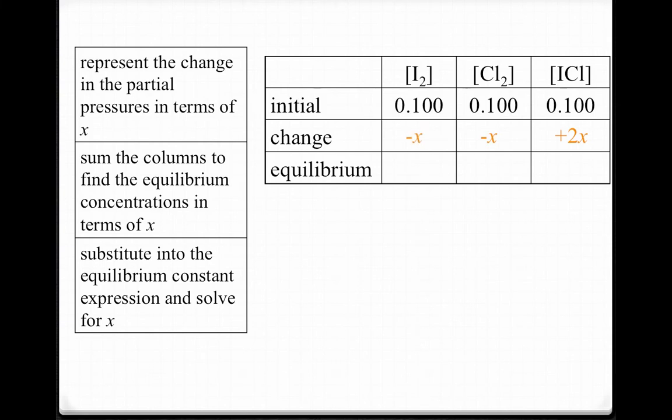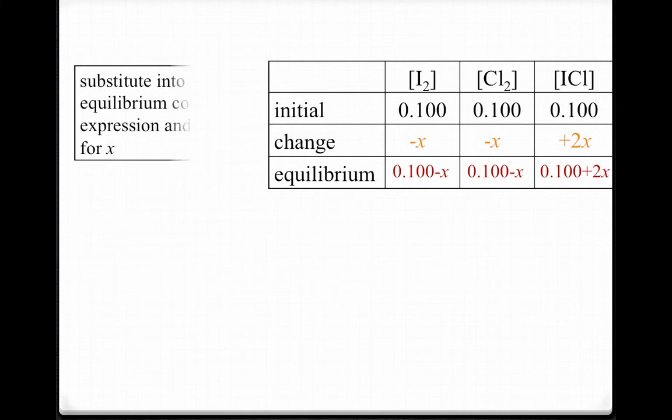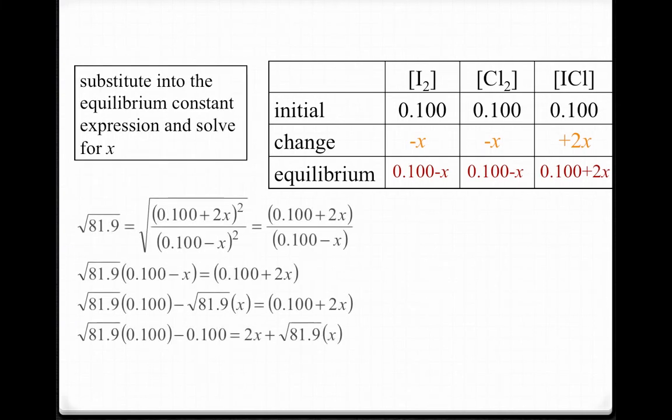So what I'm going to do is I'm going to say, okay, I know my changes are going to be in terms of X. I know that my products are always added if it's going forward. My reactants are subtracted. That's where the Q comes into play, because if it was going in the reverse direction, you would have plus X, and then minus 2X. Remember, the 2 comes from the coefficient. And then what I'm going to do is give the equilibrium values in terms of those X's. Then I'm going to plug that in.